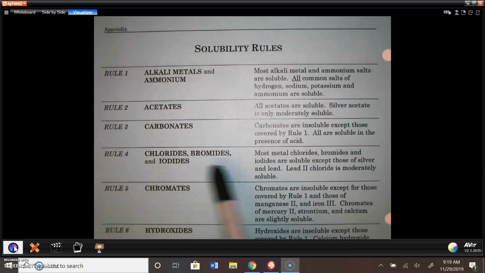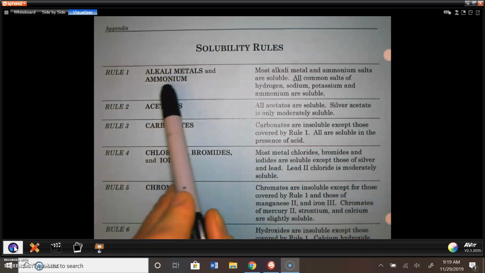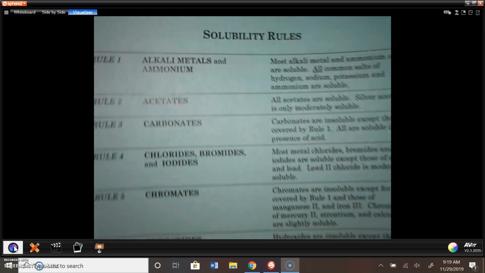Chlorides are soluble except for silver and lead, but also we know potassium is one of the alkali metals. So either way, we know that potassium and chloride are not going to be attracted strongly to each other either. So now we've got to look at the magnesium. Once again, we know magnesium is not strongly enough attracted to chloride because we were able to get it to dissolve. But what about magnesium and potassium? We already know that's not going to happen. So what about magnesium and phosphate? If we put magnesium and phosphate together, what's going to happen?